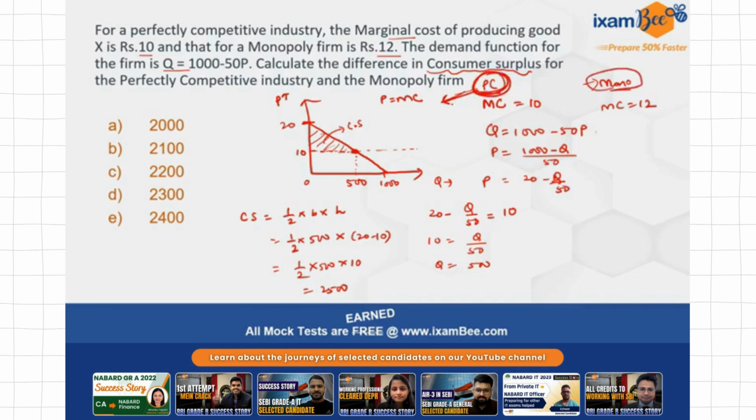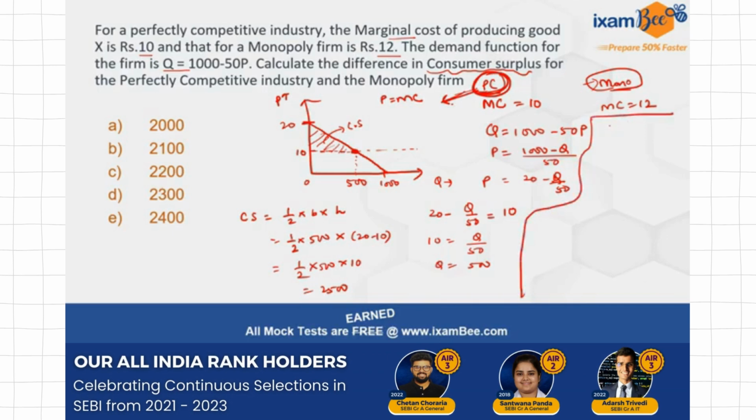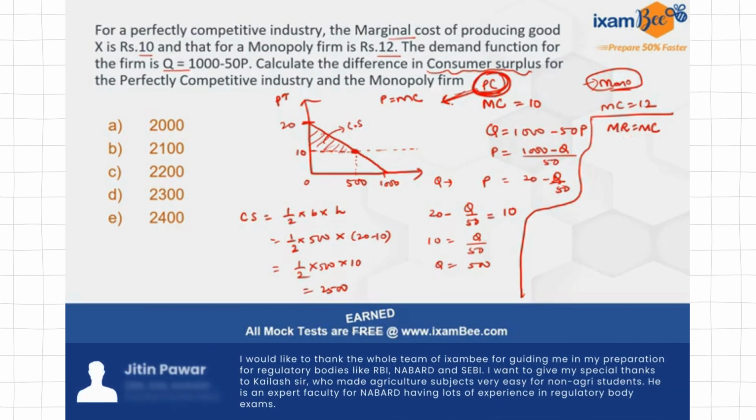Now let's see what happens under monopoly. Okay, so under monopoly, what is the profit maximization condition? It is marginal revenue to be equal to marginal cost. This is my profit maximization condition. I have the marginal cost. Now I need to know what is going to be my marginal revenue.